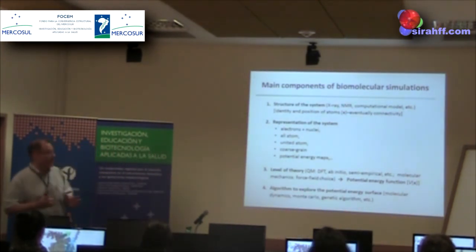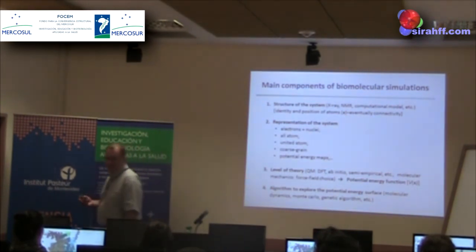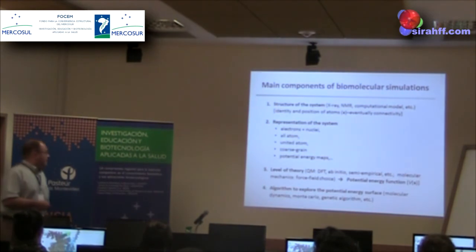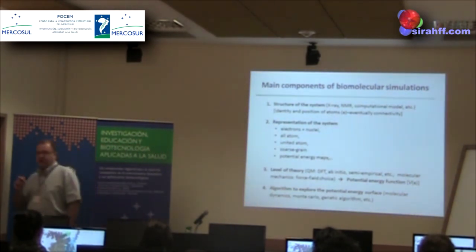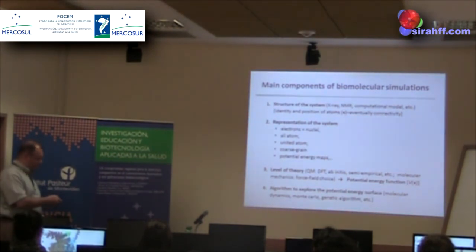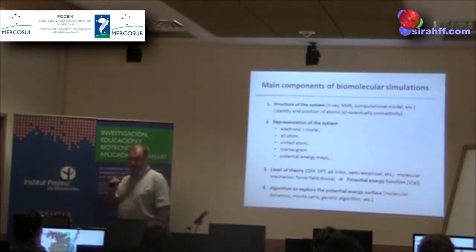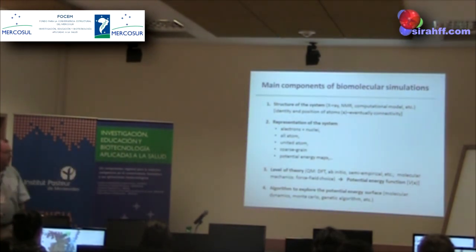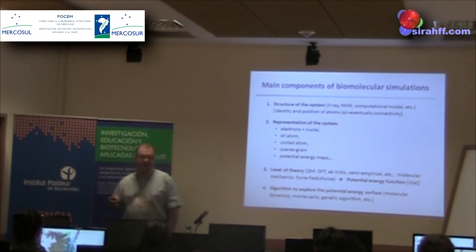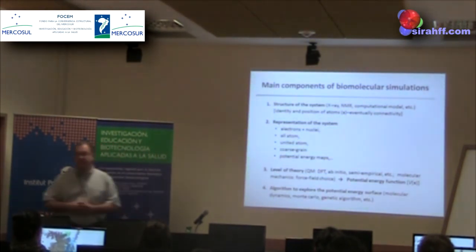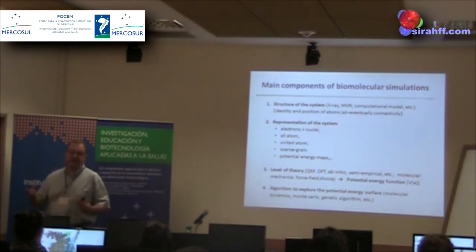That system can be represented in different ways. It can be, for example, represented by nuclei and electrons, and that's quantum mechanics. You're going to solve the Schrödinger equation. Or you can say, I'm going to represent the system as atoms. So in reality, it's a ball with certain parameters. You can use united atoms, for example, CH3, so the carbon with hydrogens becomes one carbon. Or you could do coarse grain, so you represent many particles with one bigger particle. Or, for example, a potential energy mass. So you represent a protein with a mass.